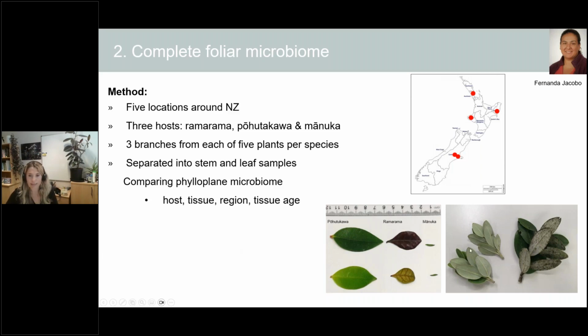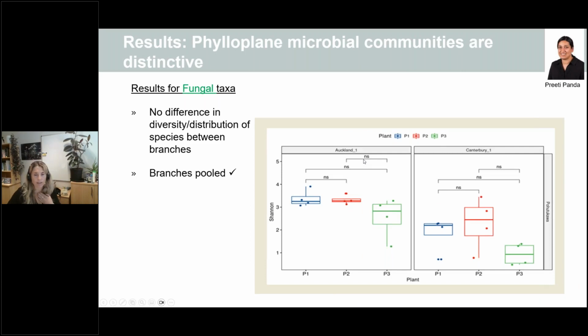And you can clearly see the difference between the young season's or new season's growth of pōhutakawa, which is the light green leaves on the far right, and the darker leaves of the last season's growth. So it was fairly easy to distinguish between new season's and last season's growth. We undertook microbial community analysis using Illumina metabarcoding.